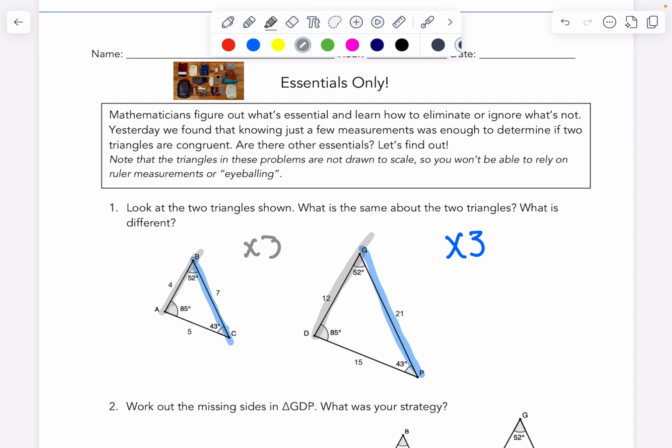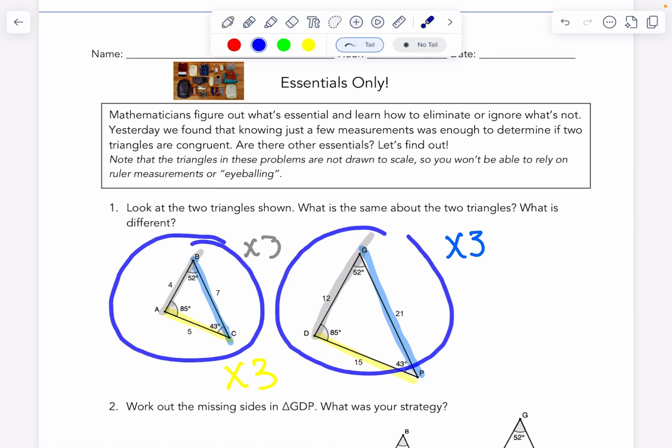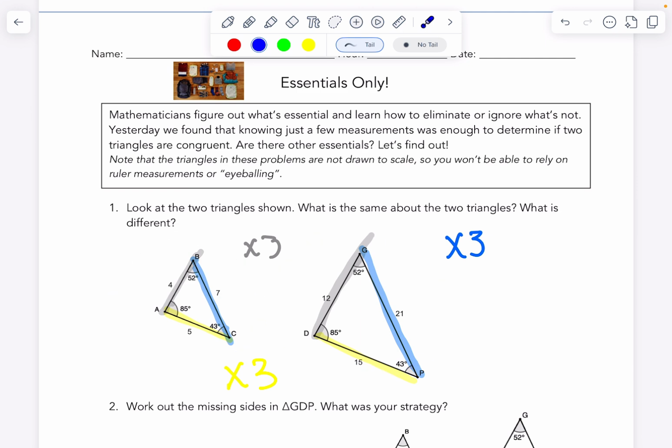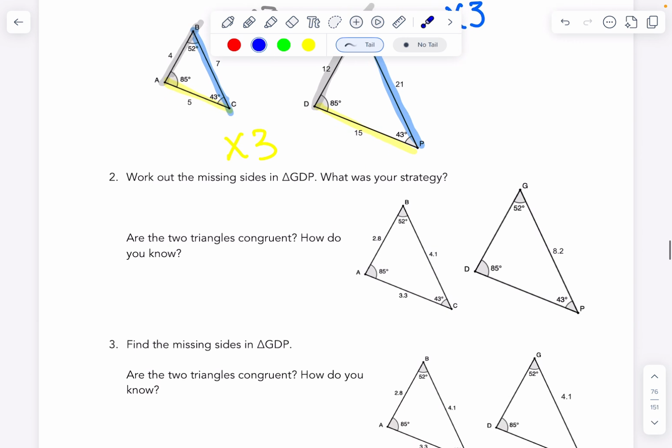And then lastly, what about from AC, this side right here, to DP, this side right here? Well, again, we multiplied by 3. And so there's some interesting properties going on here. But let's note, these two triangles are not congruent. They have different side lengths. So there is no way that they're congruent. Let's work through number 2.